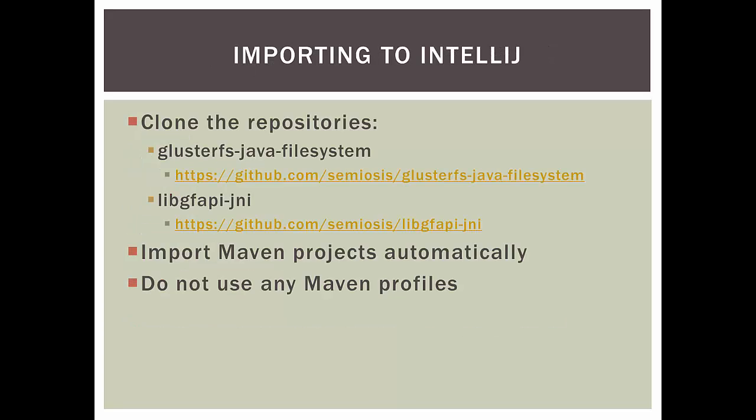Once these packages have all been installed, clone the repositories for the GlusterFS Java file system and libgf API JNI projects into appropriately named directories. Create new projects in IntelliJ for both projects and import the projects in as Maven projects. Be sure to import Maven projects automatically when importing and search for projects recursively. Do not set the project to utilize any of the profiles for either project.